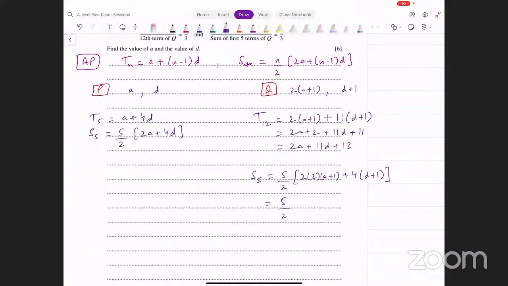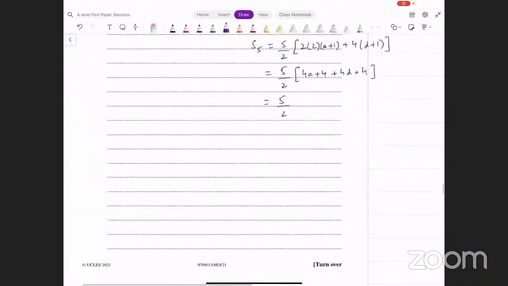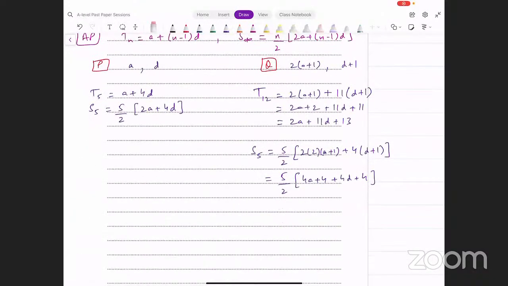We can simplify this if we want. 5 over 2 multiplied by 4A plus 4 plus 4D plus 4. This is what we end up with. इसको मैं यहीं पे कर लेता हूँ. 4 और 4 ऐड होके क्या बन जाएंगे? ये बन जाएंगे 8. So I end up with 4A plus 4D plus 8. This is sum of the first 5 terms here.